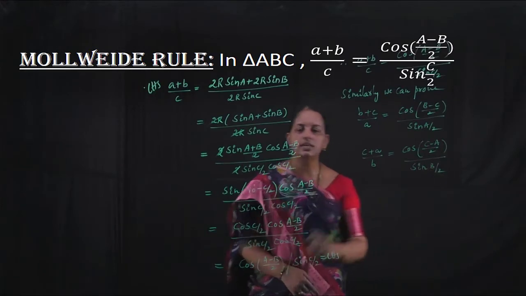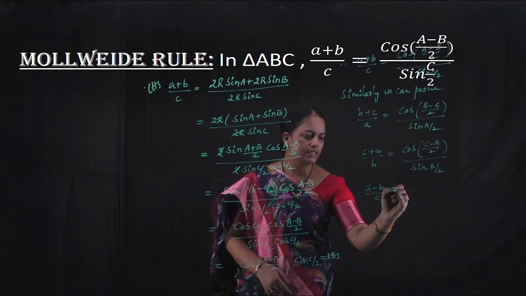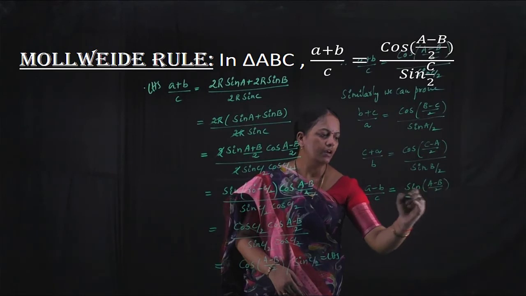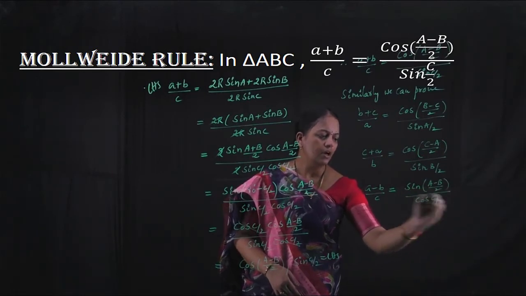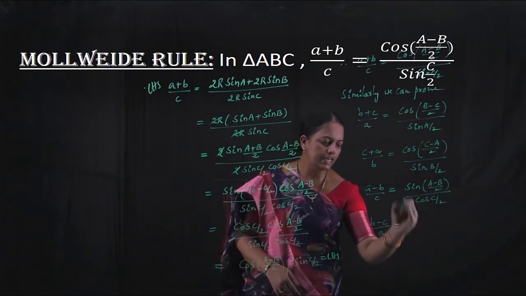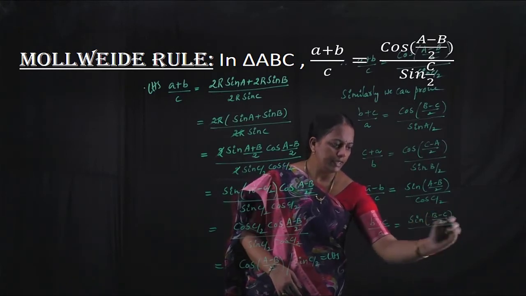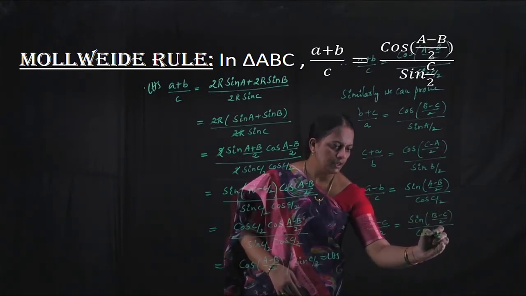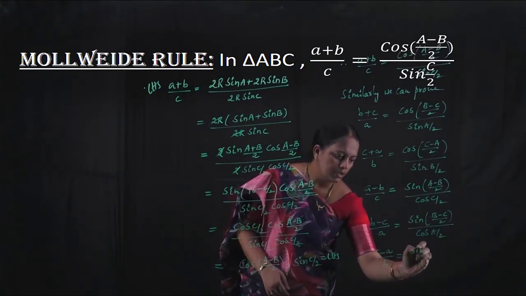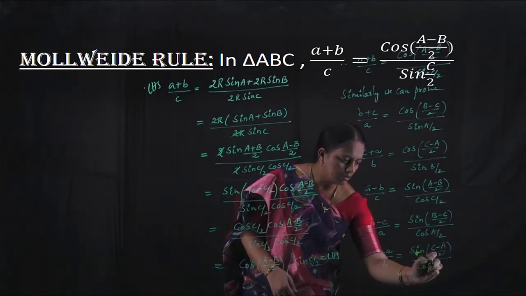And in the same manner, we can prove (a−b)/c is equal to sin of (A−B)/2 by cos C/2, and (b−c)/a is equal to sin of (B−C)/2 by cos A/2, and (c−a)/b is equal to sin of (C−A)/2 by cos B/2.